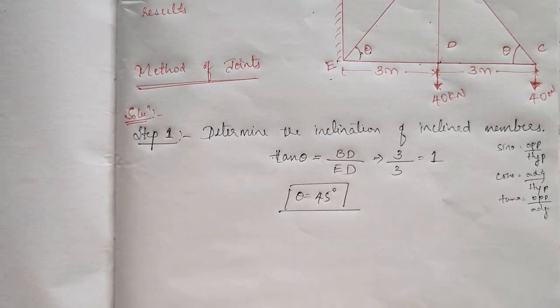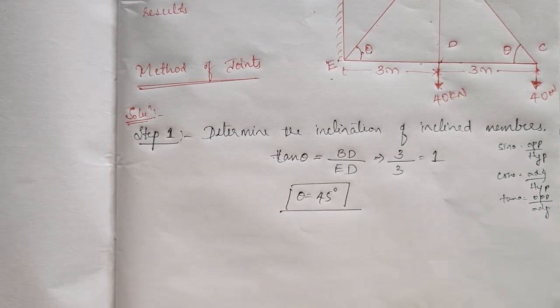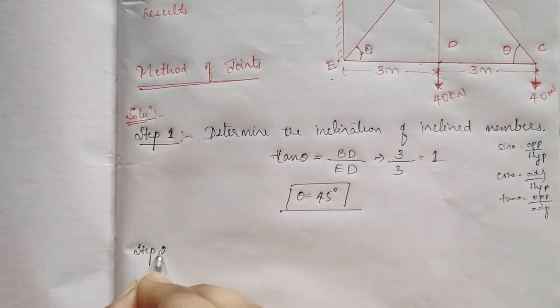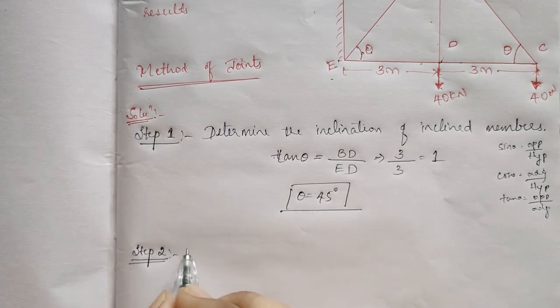Okay, after finding theta, step 2 is we have to find the reactions. If any support is given, then we have to find the reactions corresponding to that support. But here in this problem, support is not given, so I will go to the next step. When support is not given, what is the third step? We have to look for a joint.